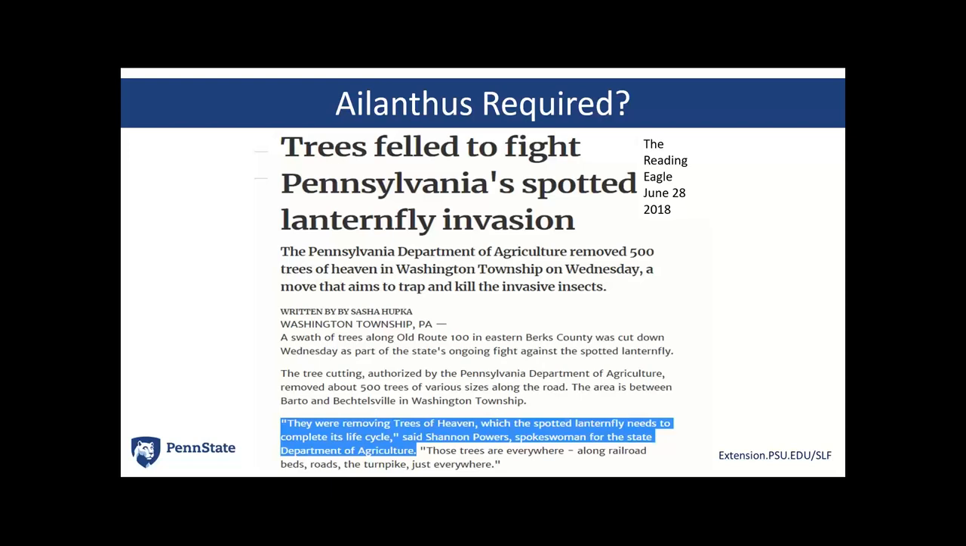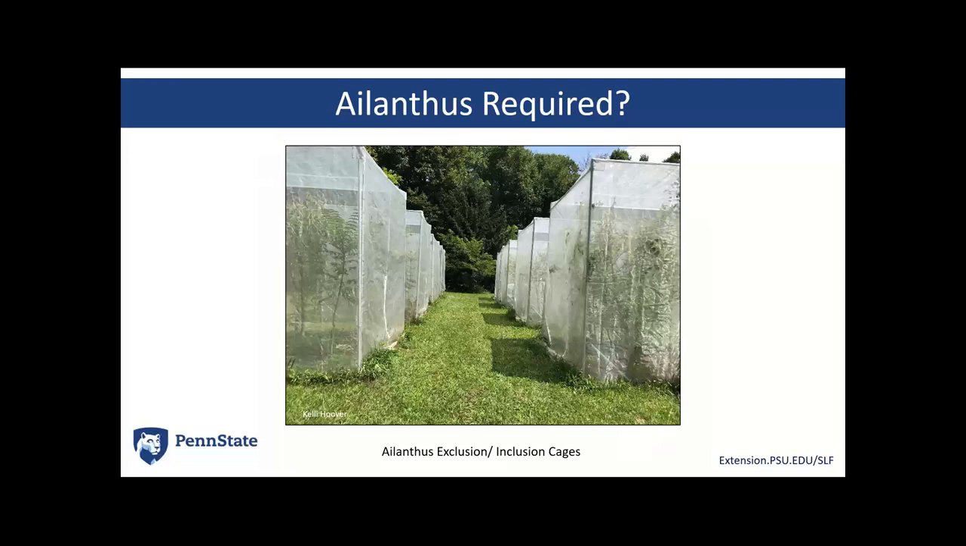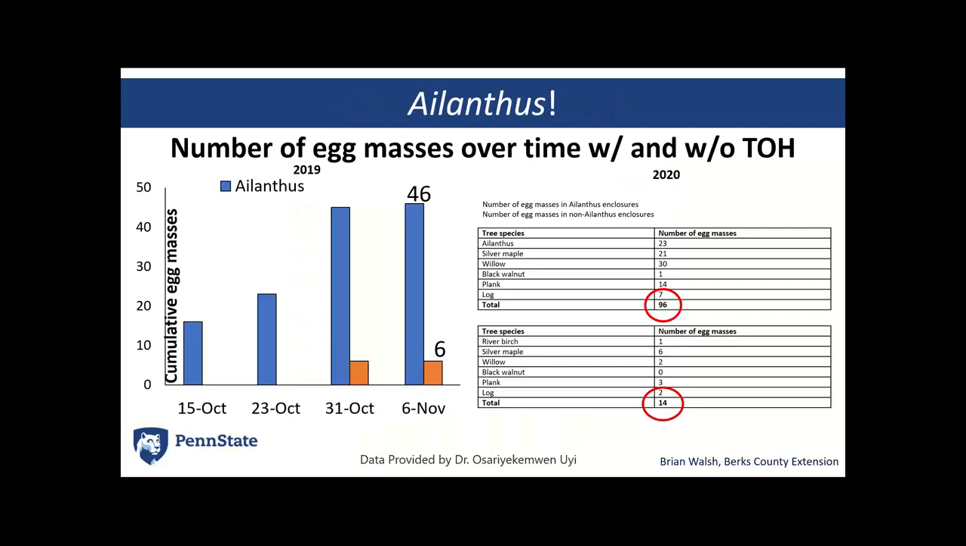So that question, these were all ailanthus trees. Are ailanthus required? Well, I showed you that in the first slide. That first supposition, as late as 2018, the Department of Agriculture in Penn State was still saying they were removing trees of heaven, which a lanternfly needs to complete its life cycle. And so working with several other researchers at Penn State, we planted these cages with trees in the ground and put lanternflies in to see how they do.